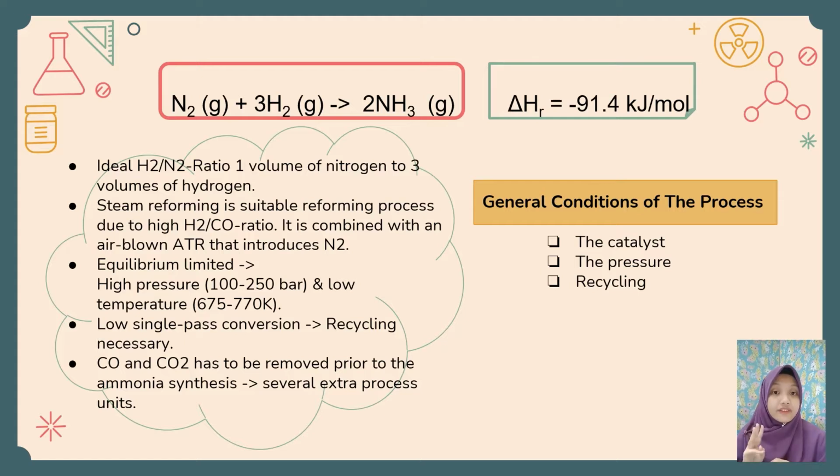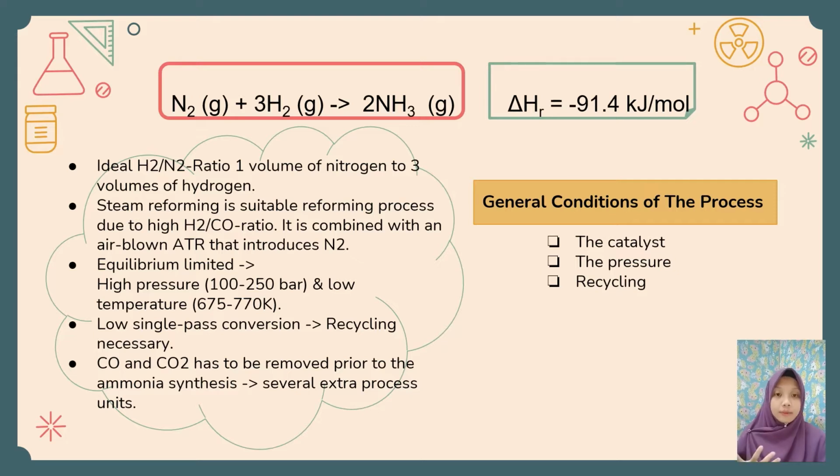And the third one, recycling. At each pass of the gases through the reactor, only about 15% of the nitrogen and hydrogen are converted into ammonia. This figure also varies from plant to plant. By continual recycling of the unreacted nitrogen and hydrogen, the overall conversion is about 98%. And as we know, the ideal ratio for hydrogen and nitrogen is 1 volume of nitrogen to 3 volumes of hydrogen.